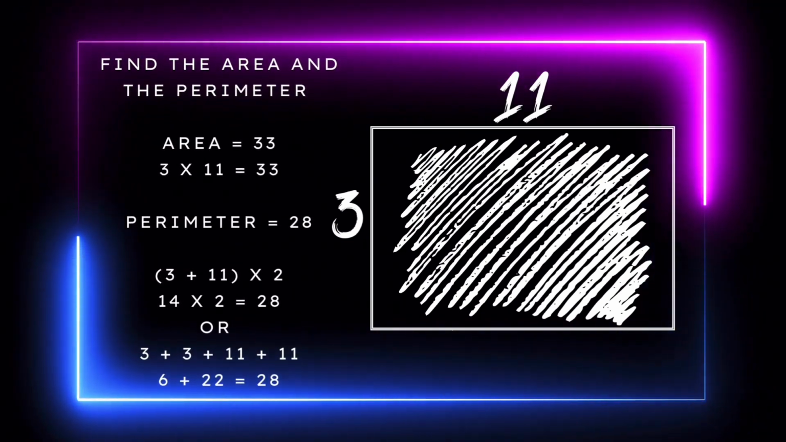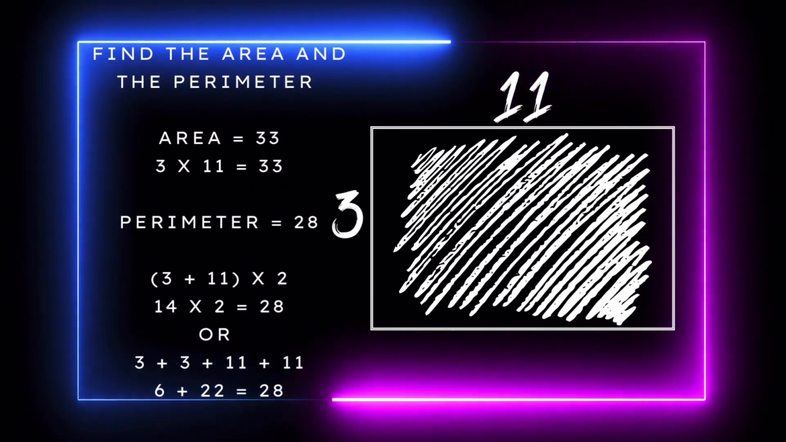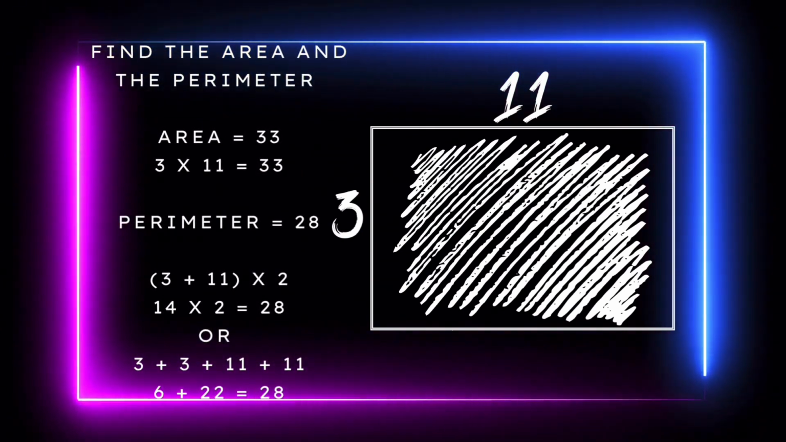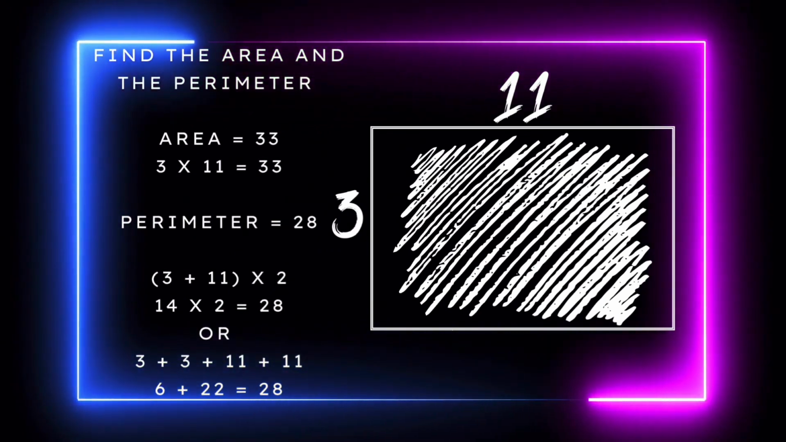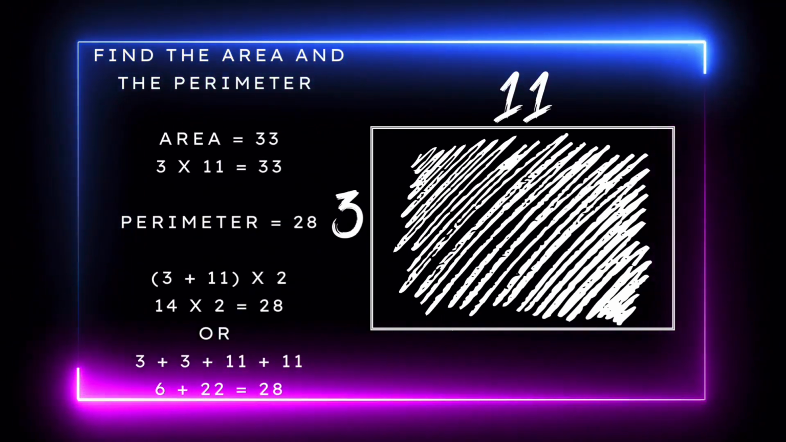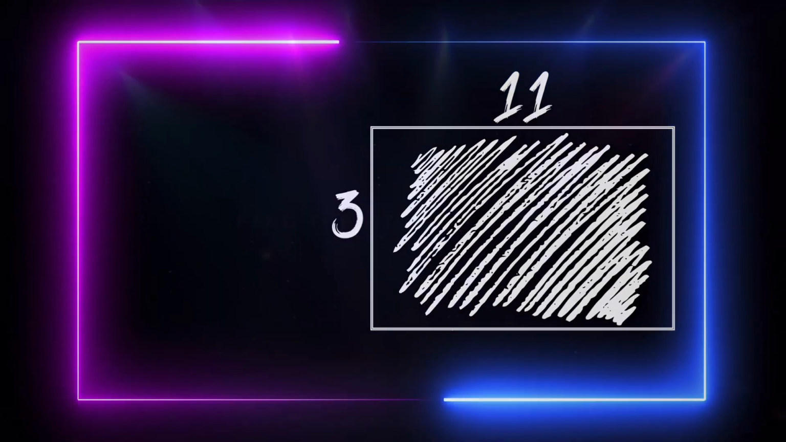So for our area, 3 times 11 equals 33, and the perimeter equals 28, because 3 plus 11 times 2 is the same as 14 times 2 equals 28, or 3 plus 3 equals 6, 11 plus 11 equals 22, 6 plus 22 equals 28.